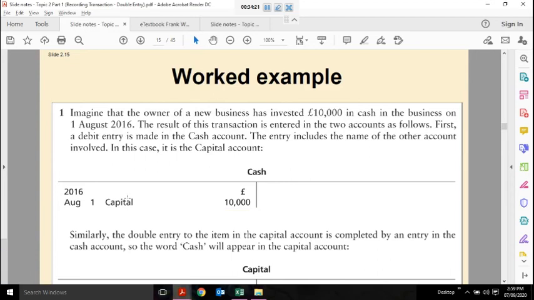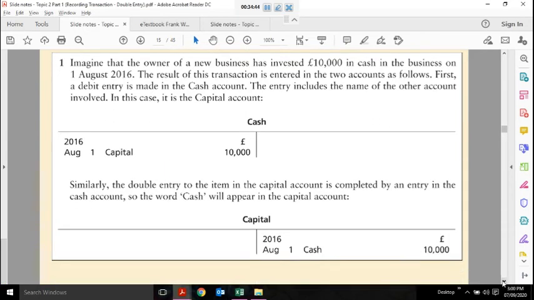There are two accounts. So how to recognize? This is the cash account. On the first of August, the cash has increased. But when you look at the capital, there's an additional fund being funded to the business cash account. So then, the debit entry.